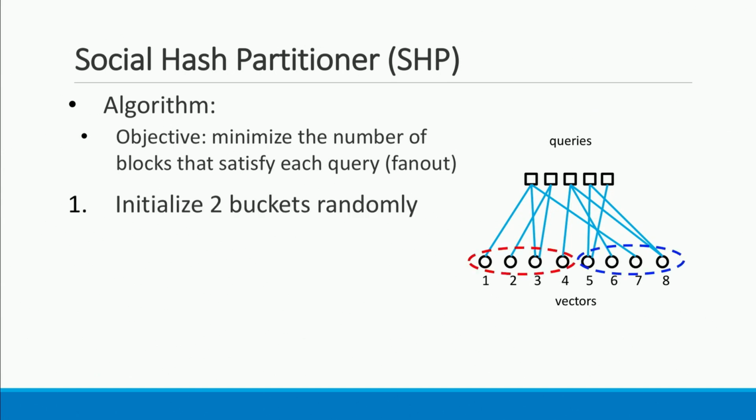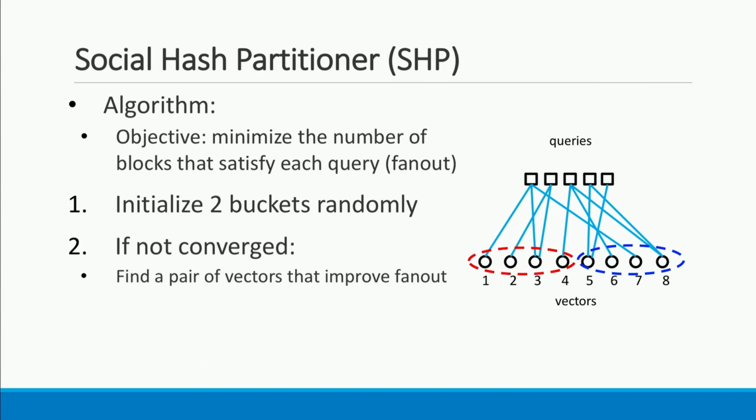The first step is to initialize 2 buckets randomly, and then we try to find a pair of vectors which we can swap to reduce the fan-out. Let's see an example. So you can see that these 2 queries access both buckets, but if we look at vectors 4 and 7, we can swap them like that, and now each query accesses only 1 bucket. So we were able to reduce the fan-out.